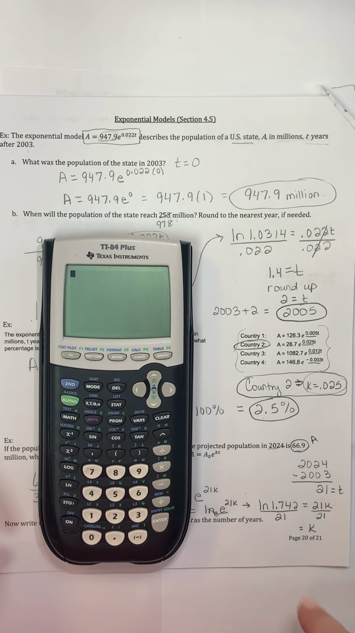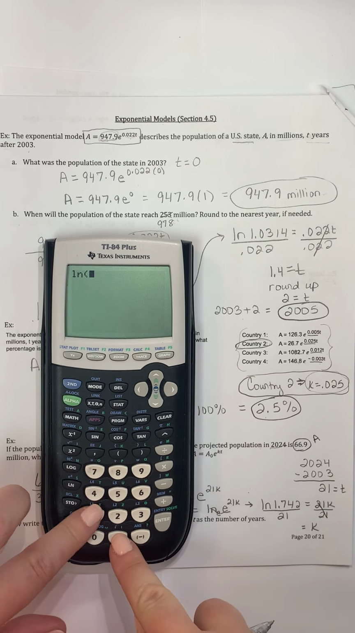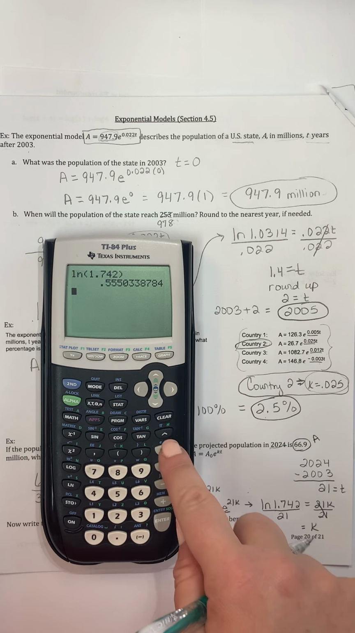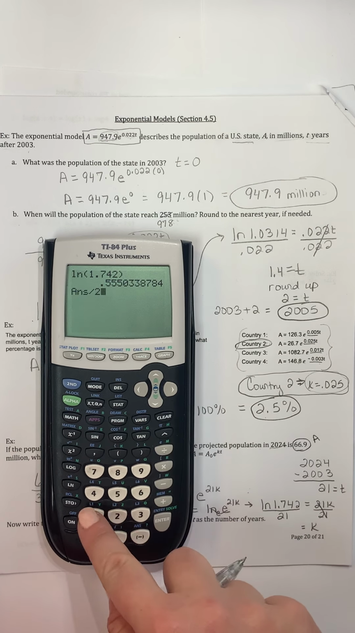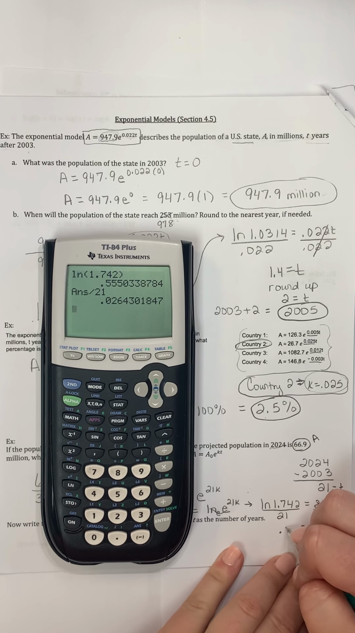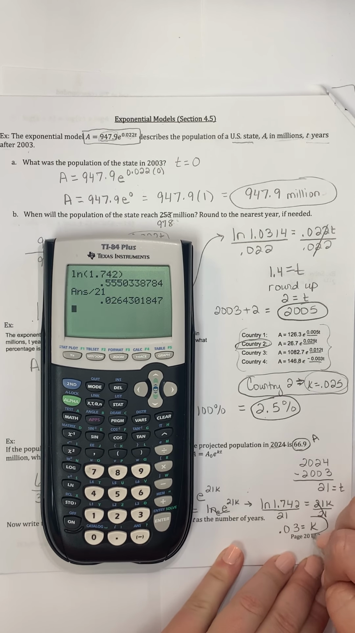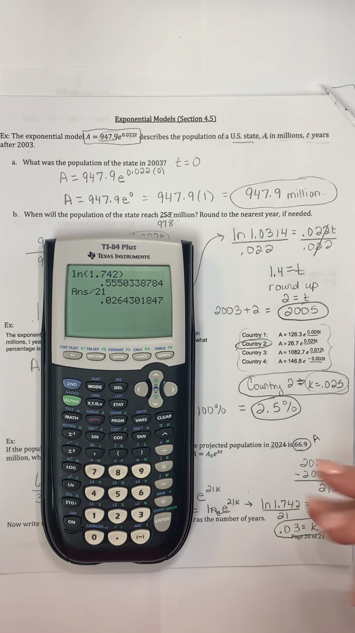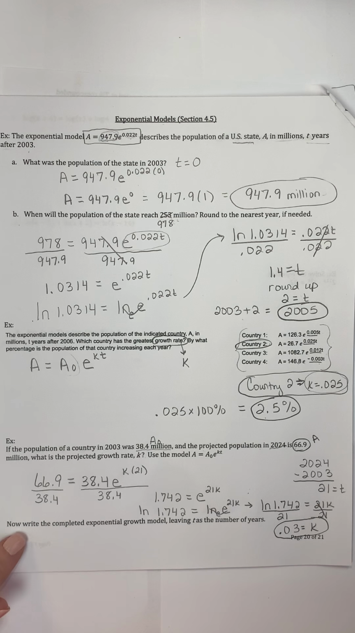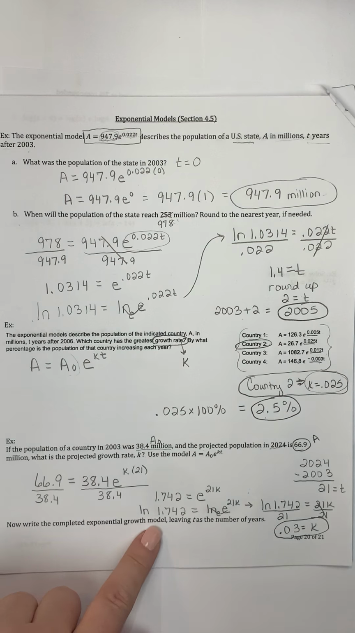Okay, here we go. We're going to have the natural log, these cancel, of 1.742, and we're going to divide by 21. This is our k. All right, I don't think it told us how many decimal places to go out, so I'll just go out 2. And I'll say k is 0.03. There we go.